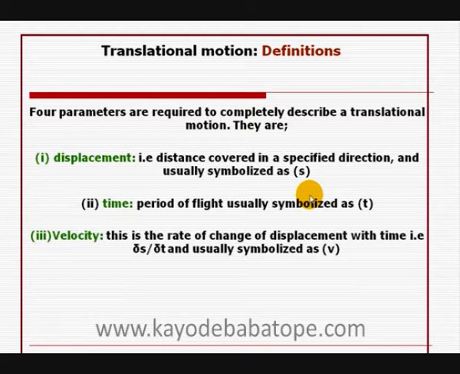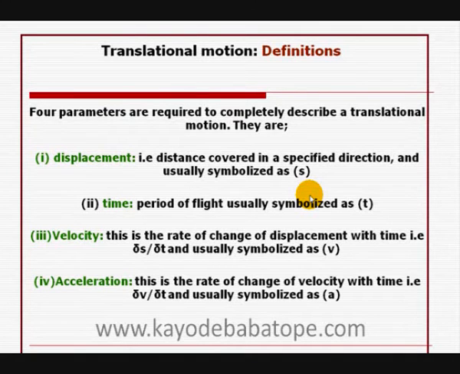Also, we talk about velocity. Velocity is the rate of change of displacement with time, that is ds/dt, and is usually symbolized as v. In the example we gave earlier, a car that covers a distance of 1 kilometer in a space of 1 hour, then its velocity will be 1 kilometer per hour, because that is the rate of change of displacement with time. That means in every 1 hour, it covers a distance of 1 kilometer. That is the velocity, the rate of change of displacement with time.